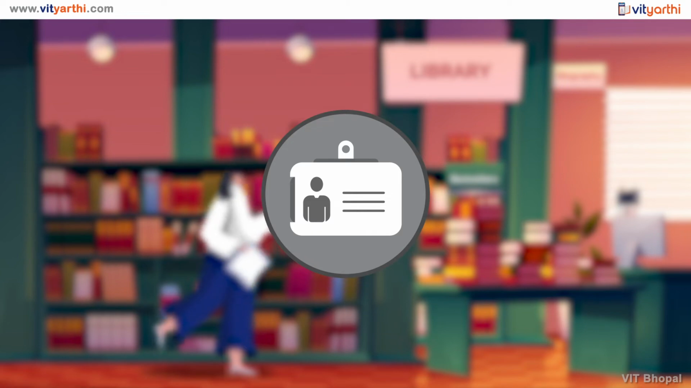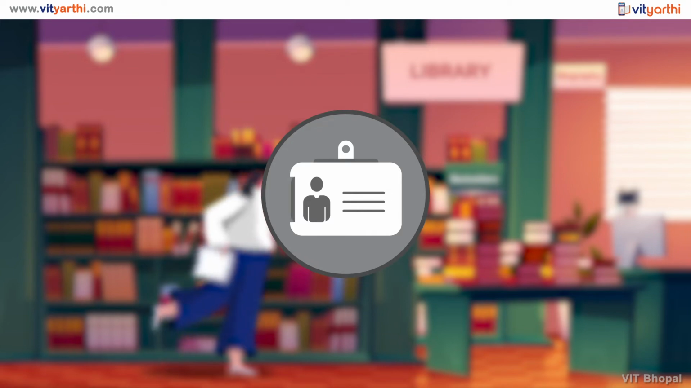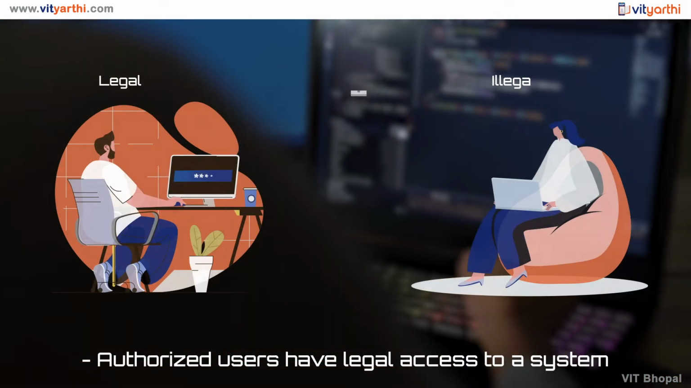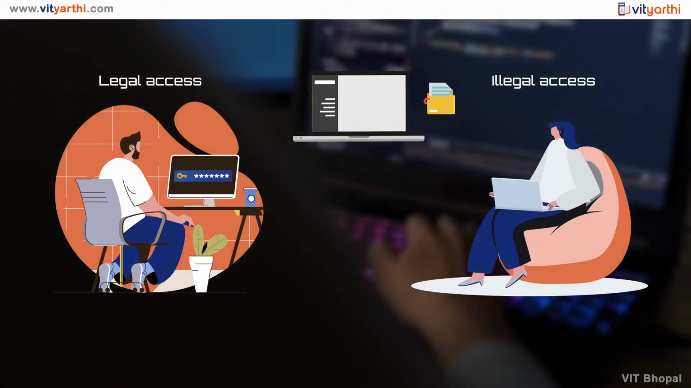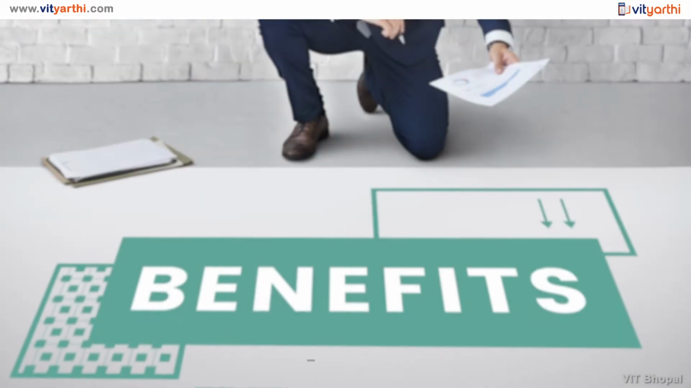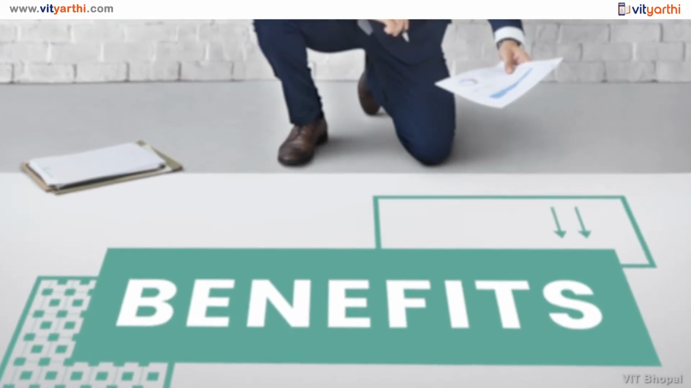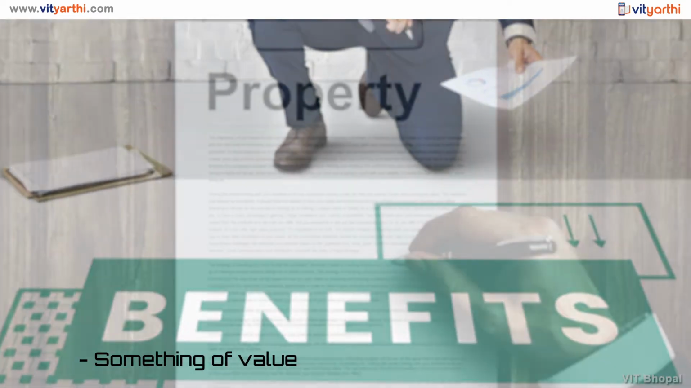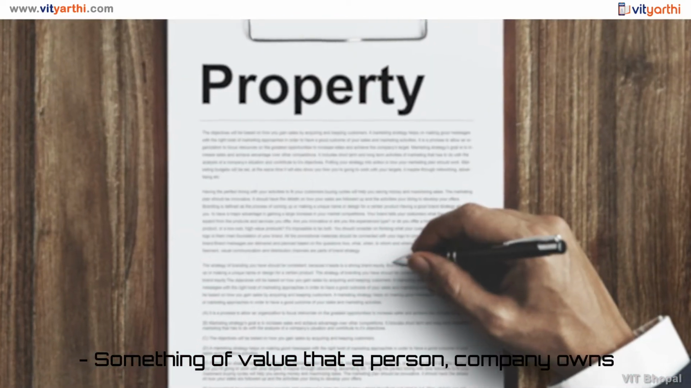A subject or object's ability to use, manipulate, modify, or affect another subject or object can be termed as access. Authorized users have legal access to a system, whereas hackers have illegal access to a system. Up next, we have asset. Something of value that a person or company owns can be called an asset.